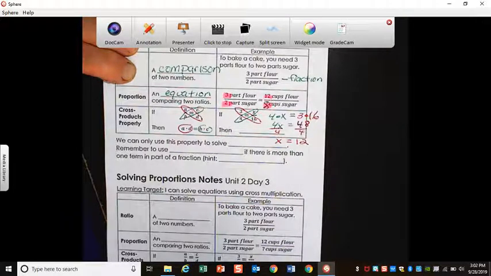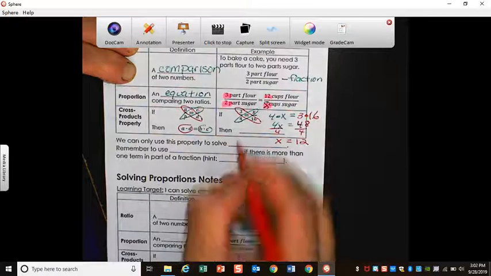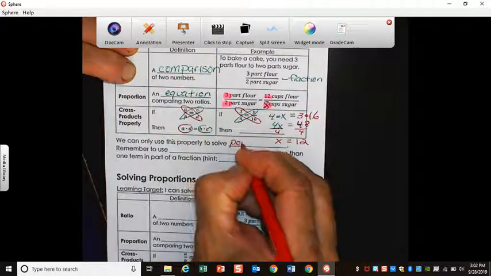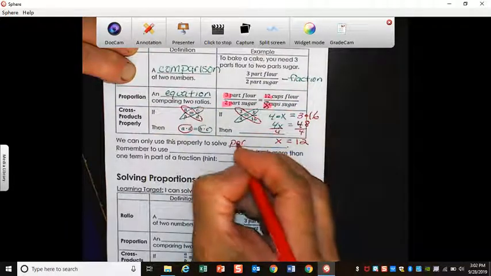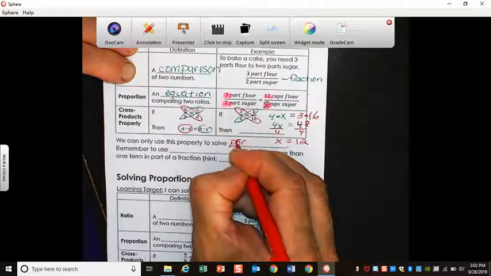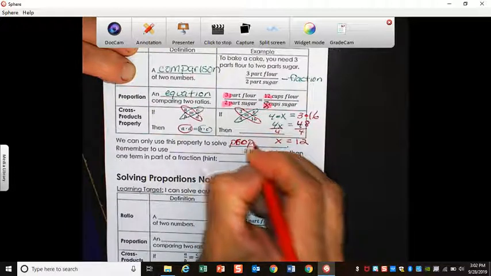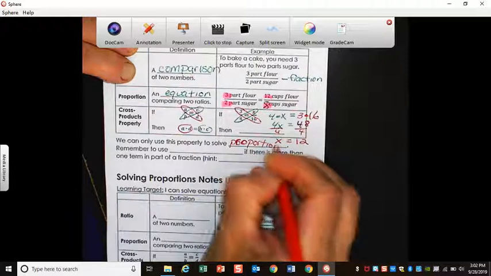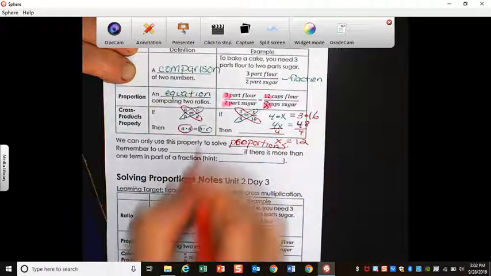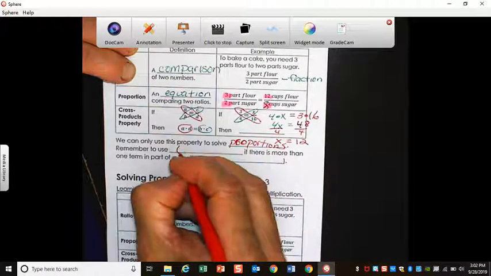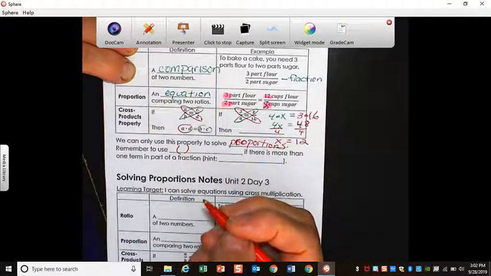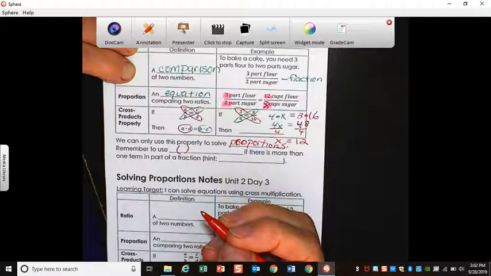We can only use this property to solve proportions. Whoops, I spelled that wrong. It's proportions, P-R-O-P-O-R-T-I-O-N-S. Remember to use parentheses if there is more than one term in part of a fraction.